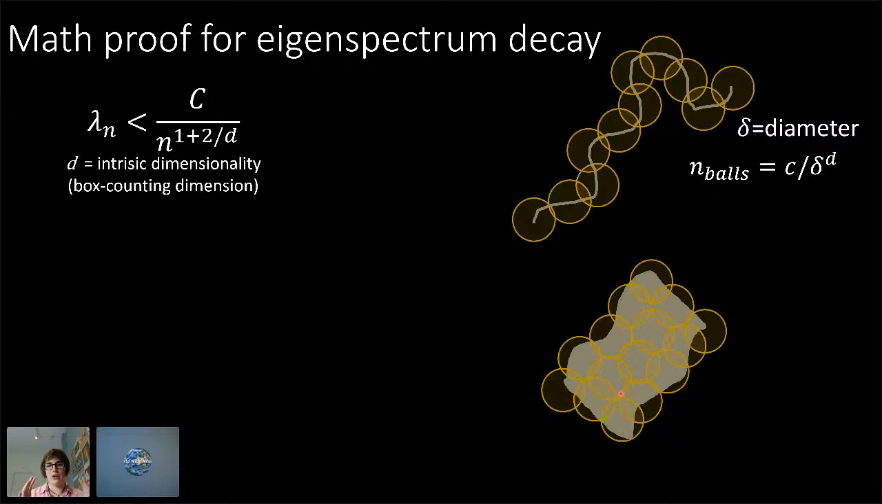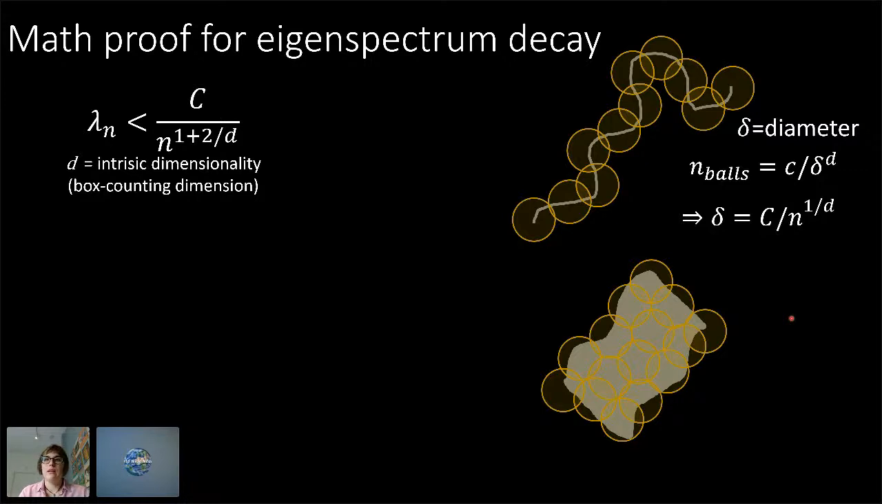So this tells us if our neural manifold has a certain dimensionality, then we need this many balls to cover it. And so if we rewrite our equation in terms of the diameter delta, then our diameter delta has to be proportional to 1 over n to the 1 over d.